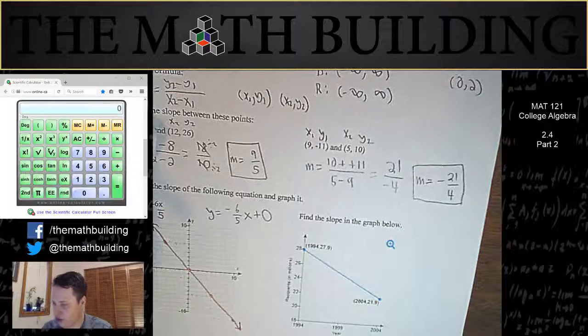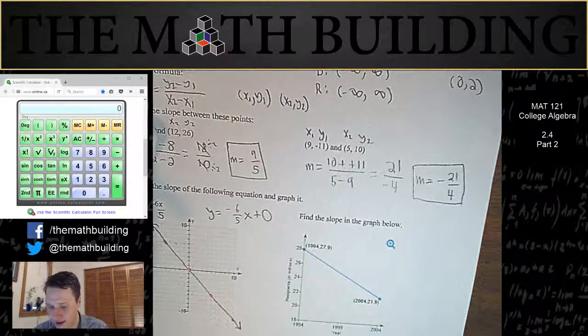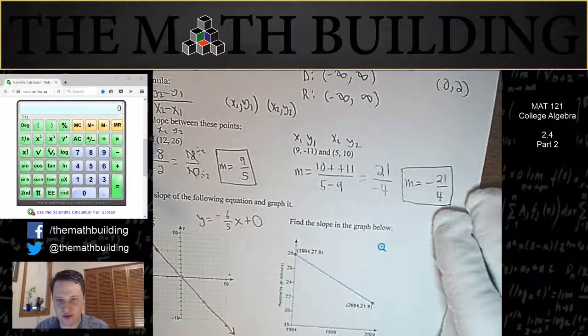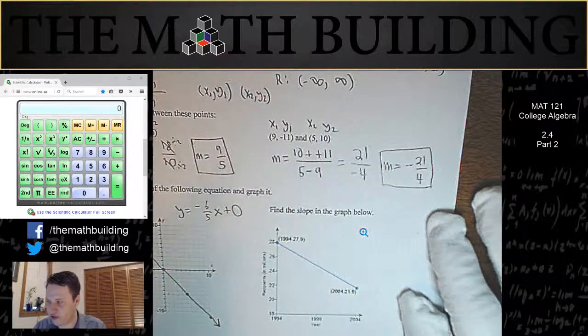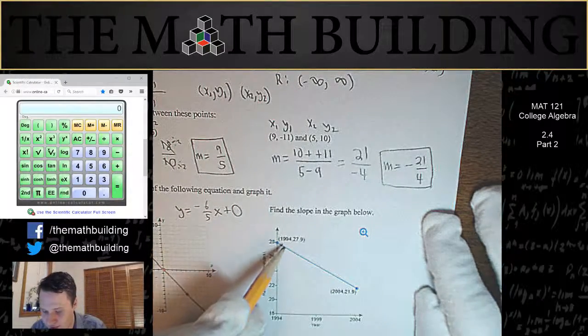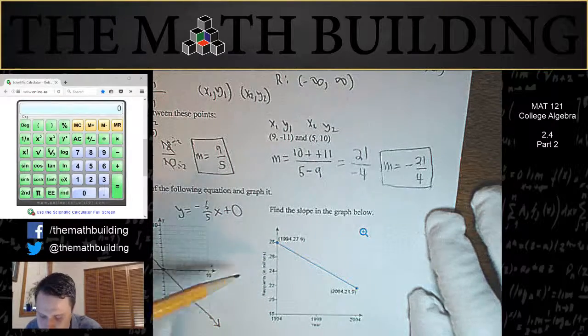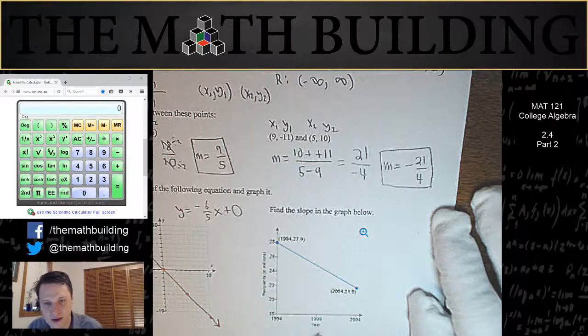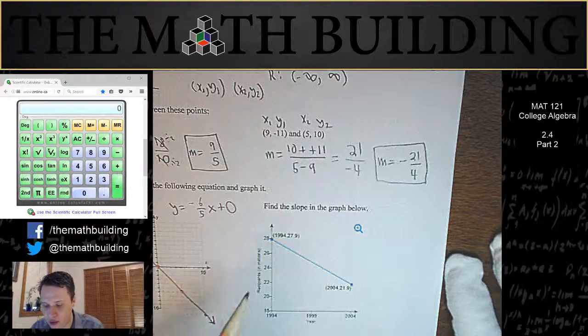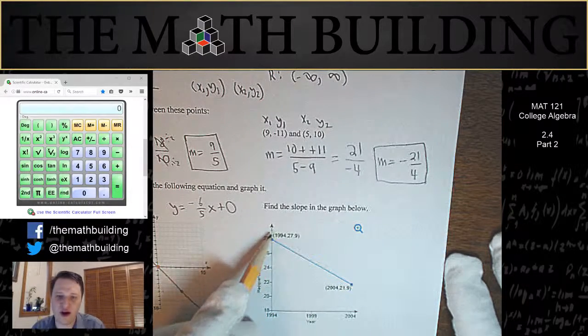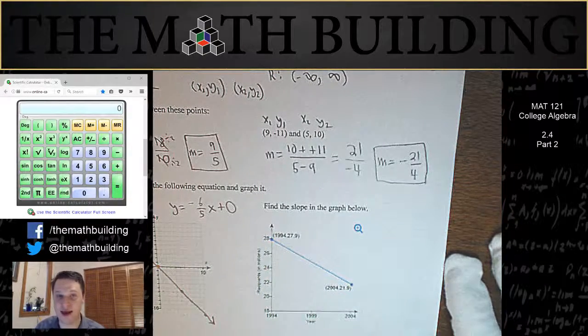Last problem for section 2.4. Find the slope in the graph below. So this is a little hard to read, but we have the points. Let's see, it says we've got recipients in millions and year. So this first point, we have an x value of 1994. Notice that the x point is time.